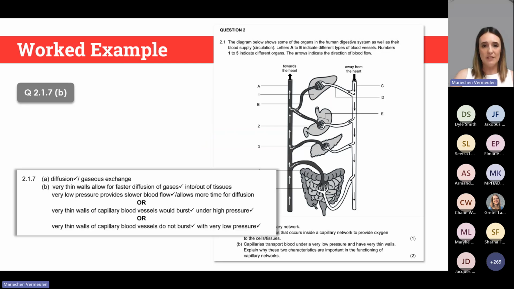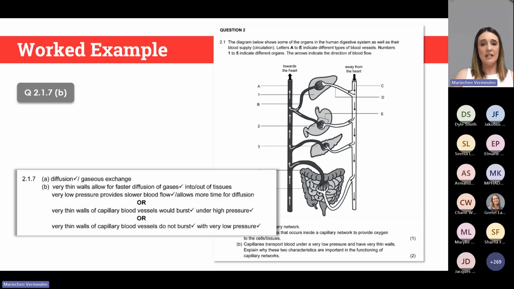So now we have question 217B, which says, capillaries transport blood under a very low pressure and have very thin walls. Explain why these two characteristics are important in the functioning of a capillary network. So the answers that could be provided for the 2 marks, you can see there: very thin walls allow for faster diffusion of gases, 1 mark. Very low pressure provides slower blood flow or more time for diffusion, 1 mark. Or alternatively, they could have linked the two together: the thin walls would burst if the pressure were high, or the thin walls do not burst because the pressure is low, something to that extent.